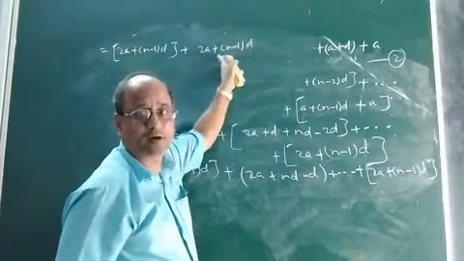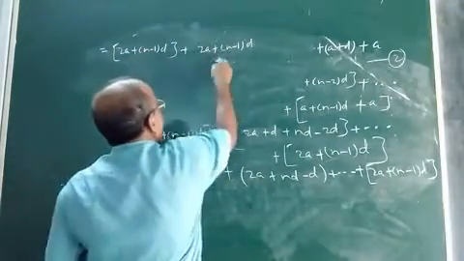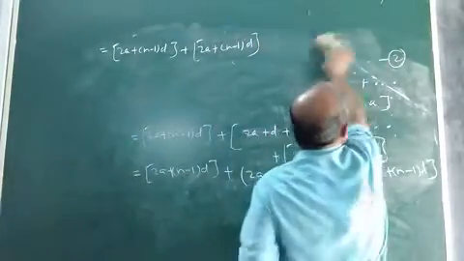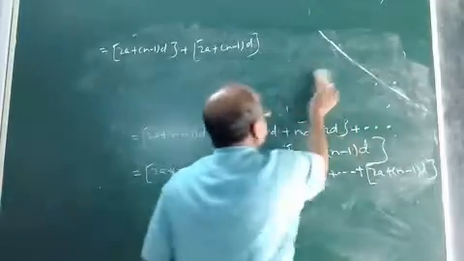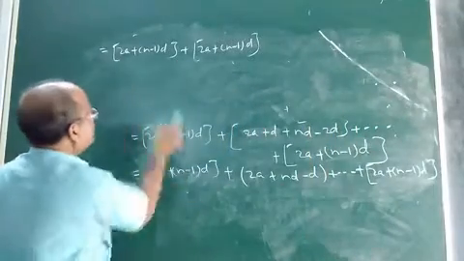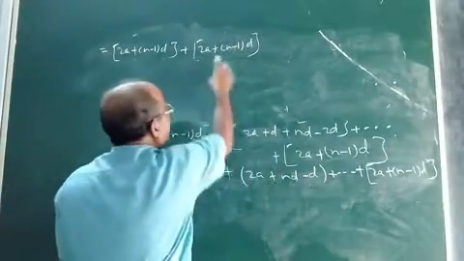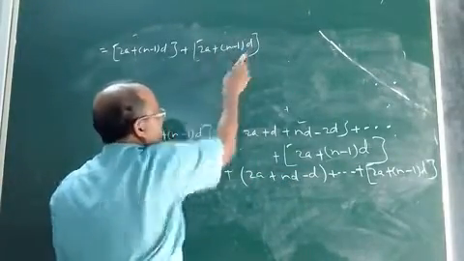You see, I took d common, so it is n minus 1. So 2a plus n minus 1 into d. Now the point is, the first expression is 2a plus n minus 1 into d. The second expression, on simplifying it, also gave you 2a plus n minus 1 into d.